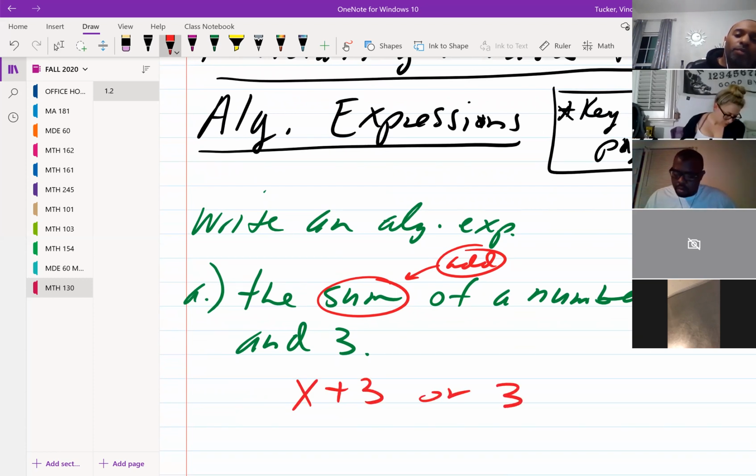Or you could write 3 plus x. We'll learn later when we look at our properties that addition is commutative, so you can write it. 2 plus 3 is 5. 3 plus 2 is still 5. So it doesn't matter which way you use it or write it.